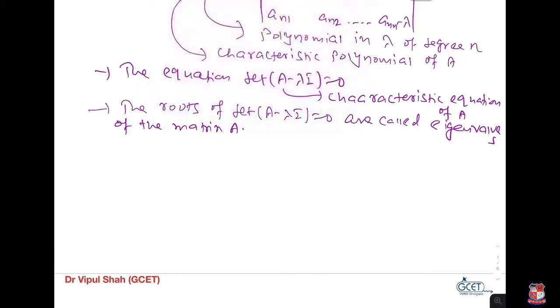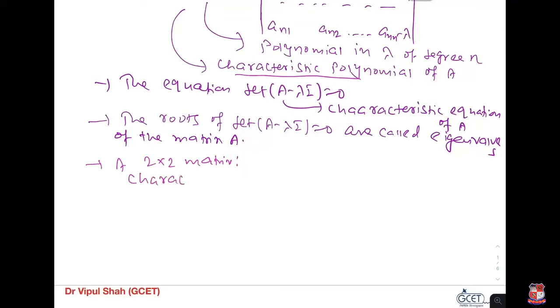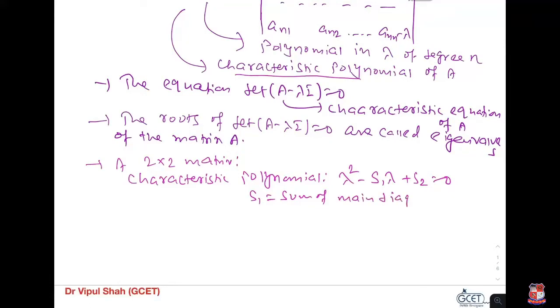Suppose A is a 2 by 2 matrix. First we need to find the characteristic polynomial. In a 2 by 2 matrix, the characteristic polynomial is lambda square minus s1 lambda plus s2 equal to 0, where s1 equals the sum of main diagonal elements, also called the trace of A, and s2 is the determinant of A.